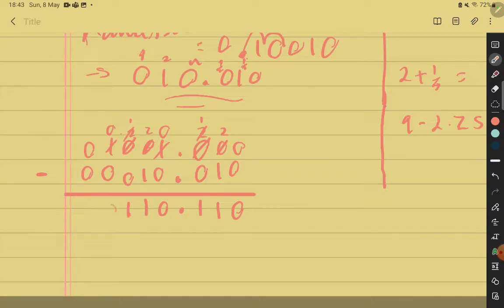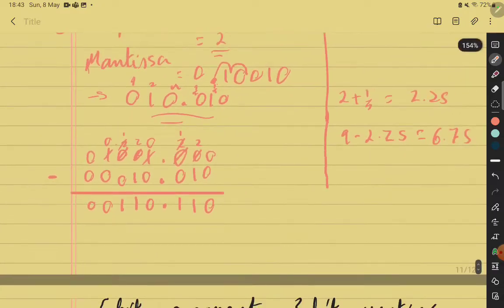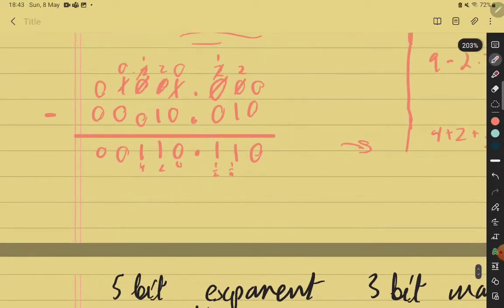And that's the number. And to double check it, that's units, 2's, 4's, and that's a half and a fourth. So that's the same as 4 plus 2 plus 1 over 2 plus a fourth, which is equal to 6.75. They're the same, so we got this method correct.